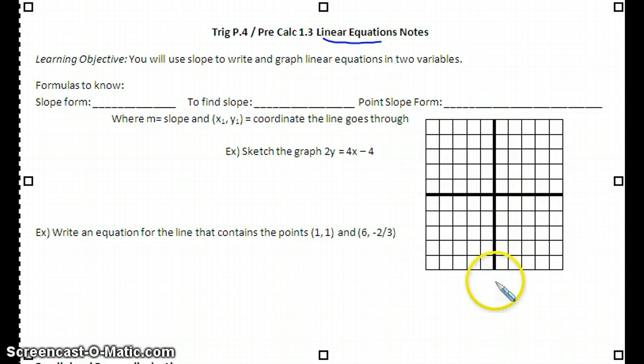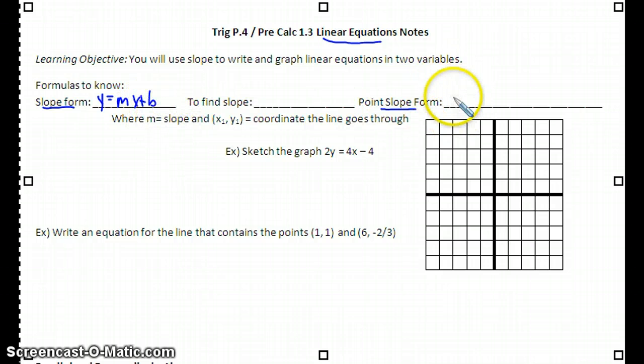So in order for us to write a linear equation, we need to know a couple of forms that we want to write our equation in. And those two forms are slope form and point slope form. Slope form is y equals mx plus b. Sometimes this is also called y-intercept form because you're given the y-intercept with the b value.